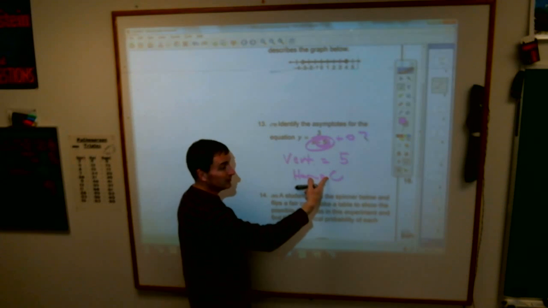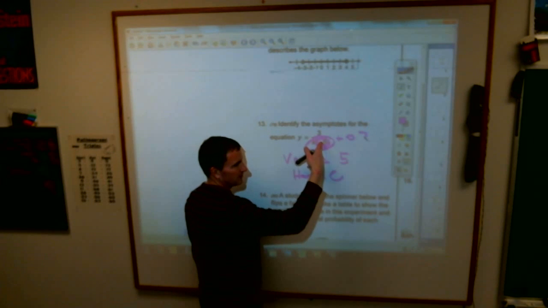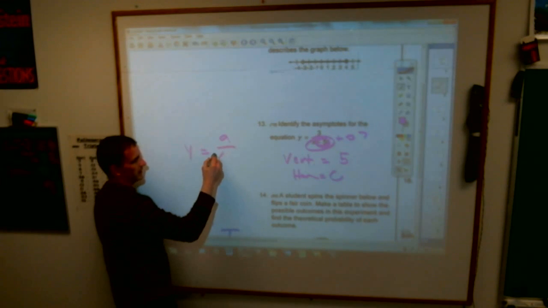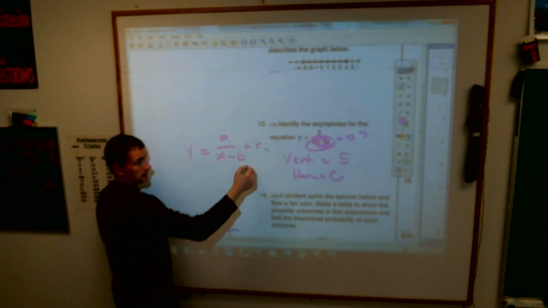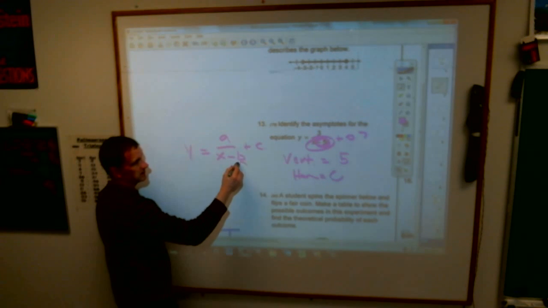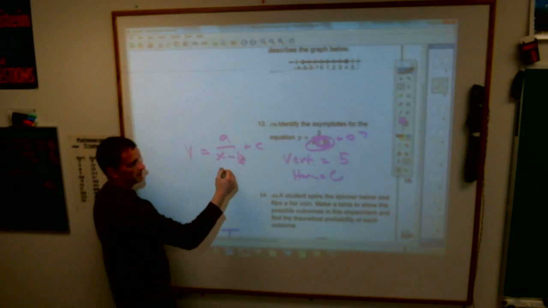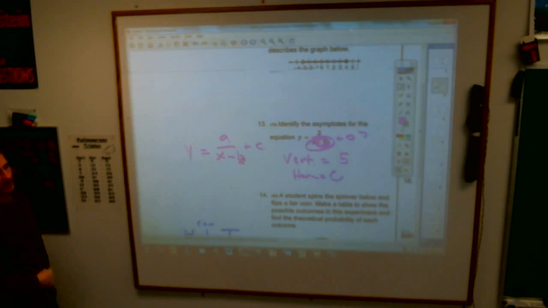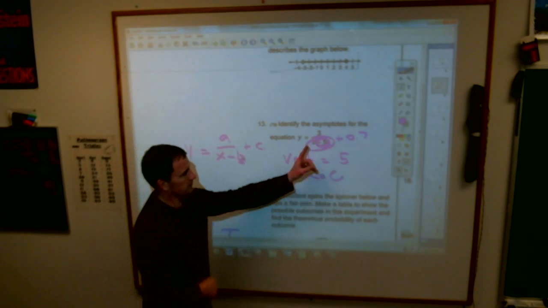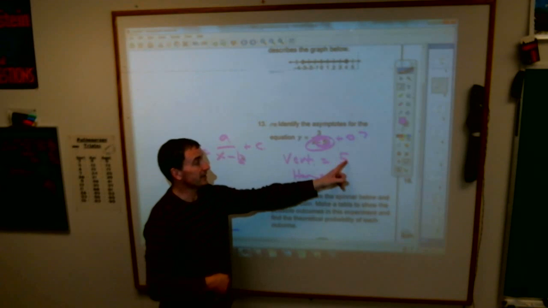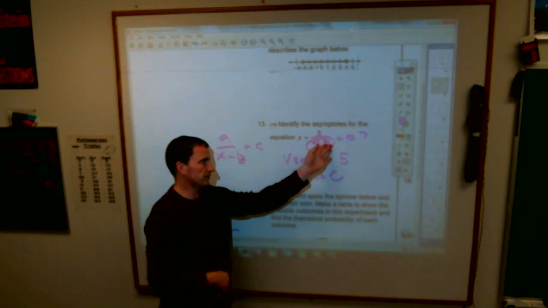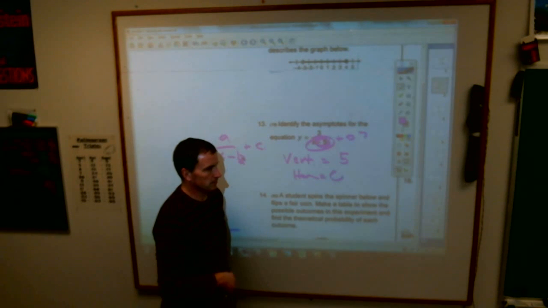That would be a big thing I put in my notes. The vertical one is opposite the number on the bottom down there. Because if you remember, our generic equation was, I think, y equals a over x minus b plus c. And since this is negative, whatever number is b, its opposite is the asymptote. So just write that down. If it's a plus 6, you put minus 6. If it's a negative 12, you put positive 12. If it's a plus 15, you put negative 15.